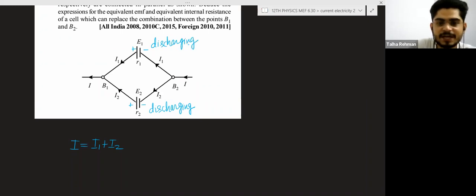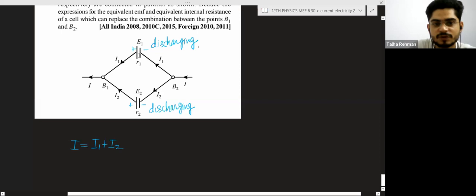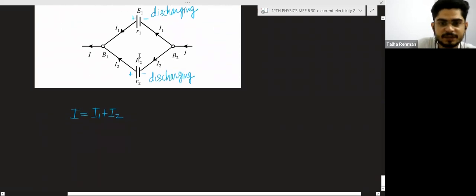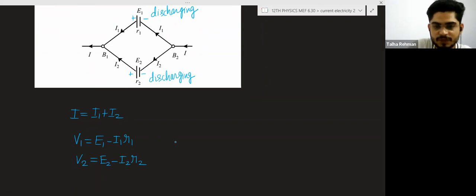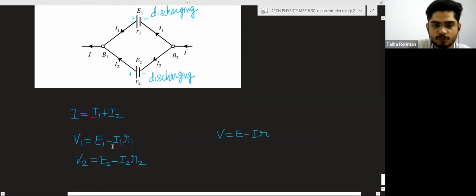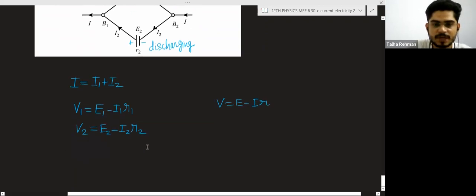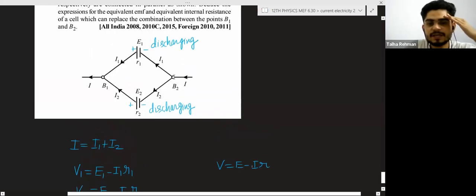So can we write the potential difference equation for this? We can write the potential difference for cell 1: V1 is equal to E1 minus I1 into R1. For V2, you can write E2 minus I2 into R2, because both cells are discharging. So we have the equation V is equal to E minus IR. I have applied this equation on both the cells, and you know that already these two cells are connected in parallel.